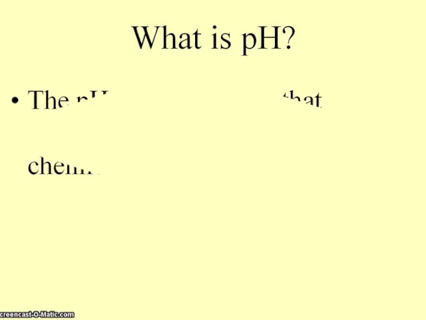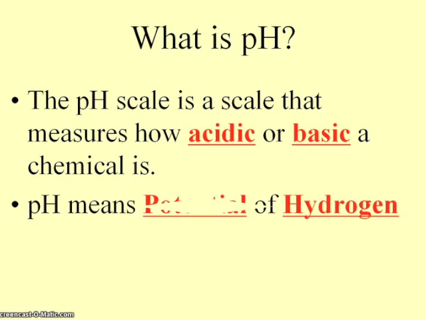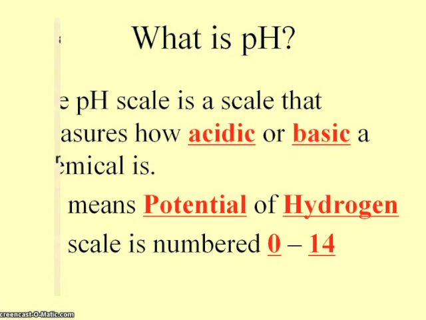So what is pH? The pH scale is a scale that measures how acidic or basic a chemical is. And pH means potential of hydrogen. And a pH scale is numbered anywhere from 0 to 14. So not 1 to 14, but 0 to 14.